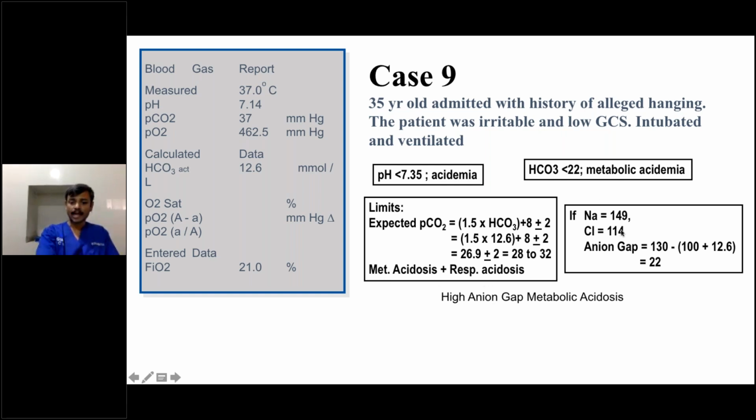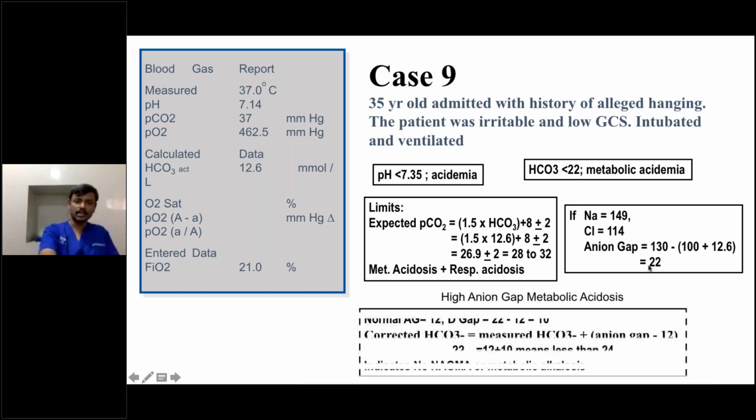So we have to calculate the anion gap. 130 minus 100 plus 12.6 becomes 22. So the anion gap comes as 22. Some calculation problem, 100 is there. Okay, sorry for that, but we'll take it as anion gap 12 actually. So once you know that, corrected.